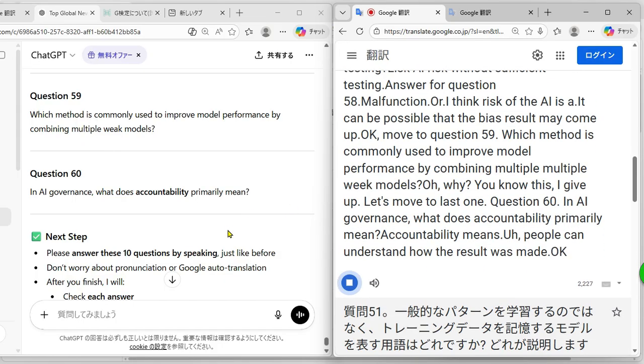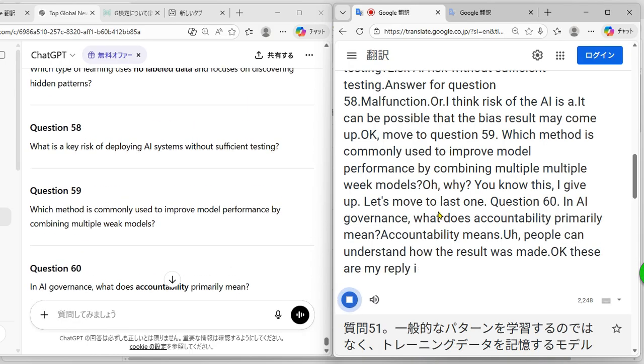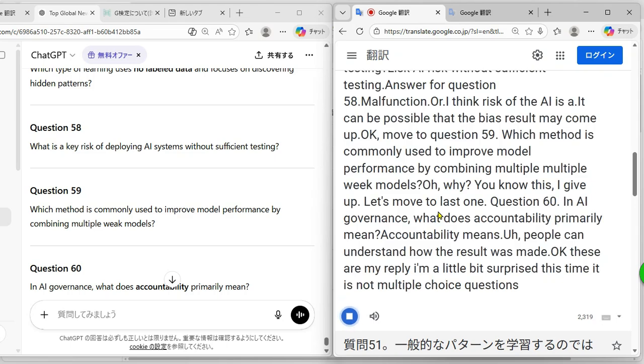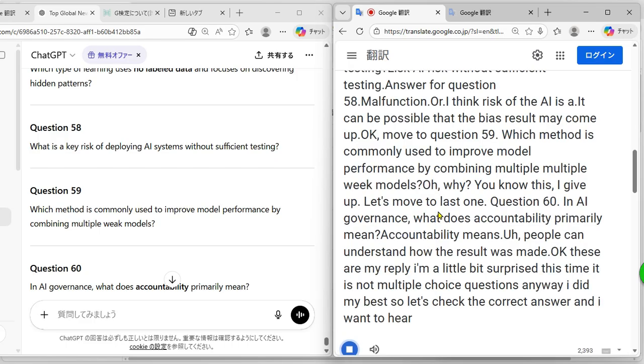Okay, these are my replies. I'm a little bit surprised that this time they are not multiple choice questions. Anyway, I did my best, so let's check the correct answers, and I want to hear your explanation. This is a very good step for me to improve.